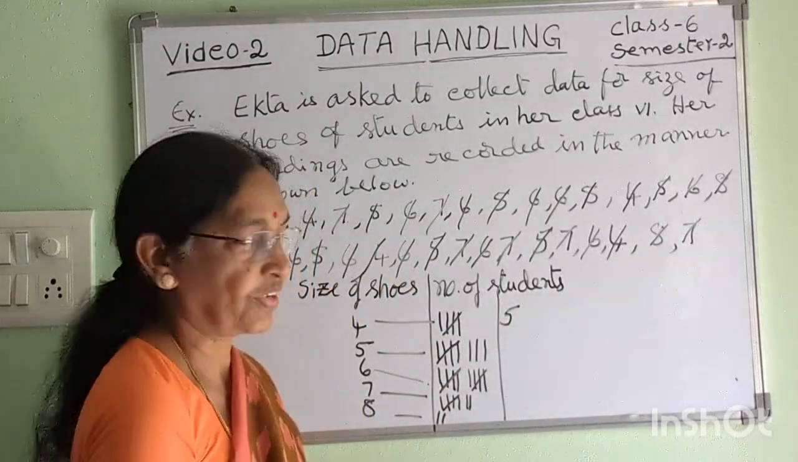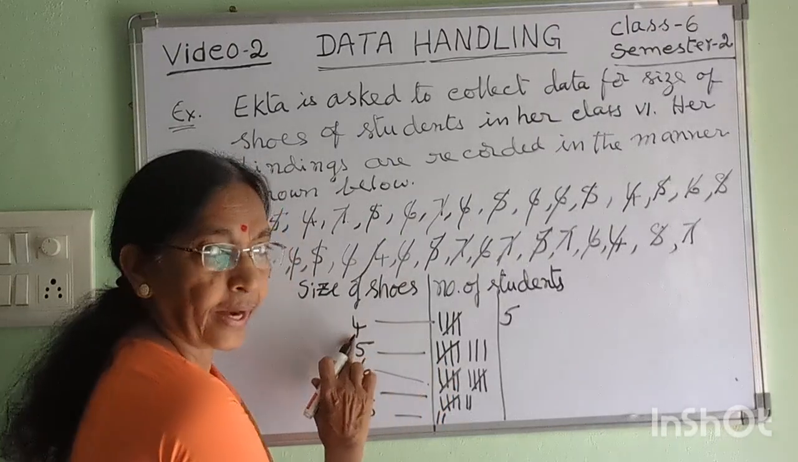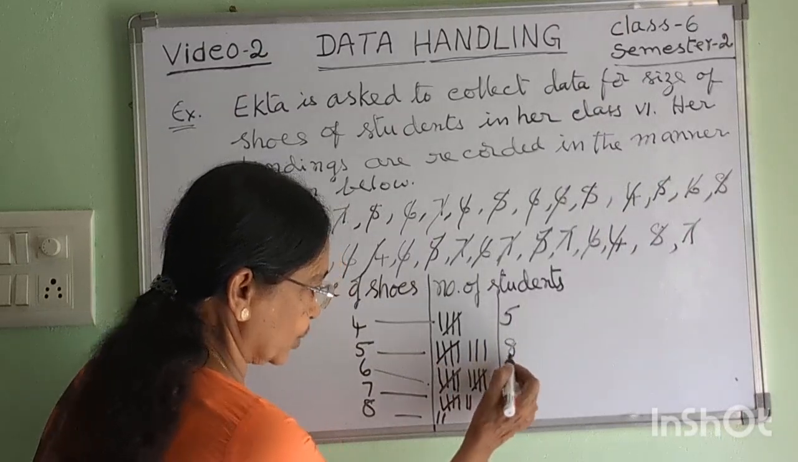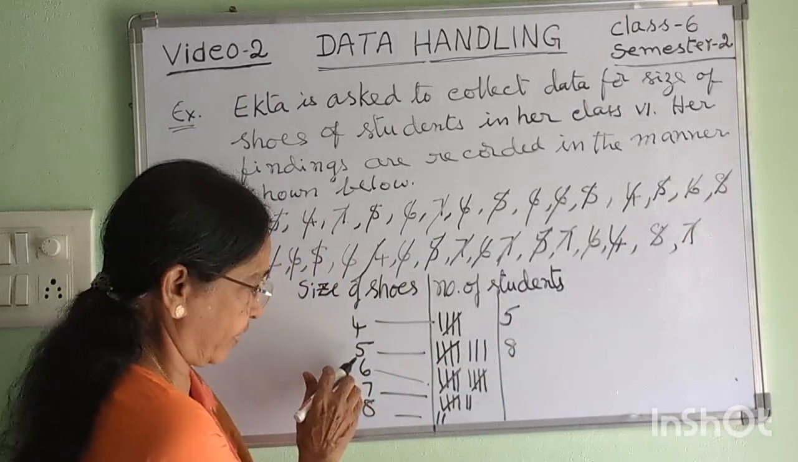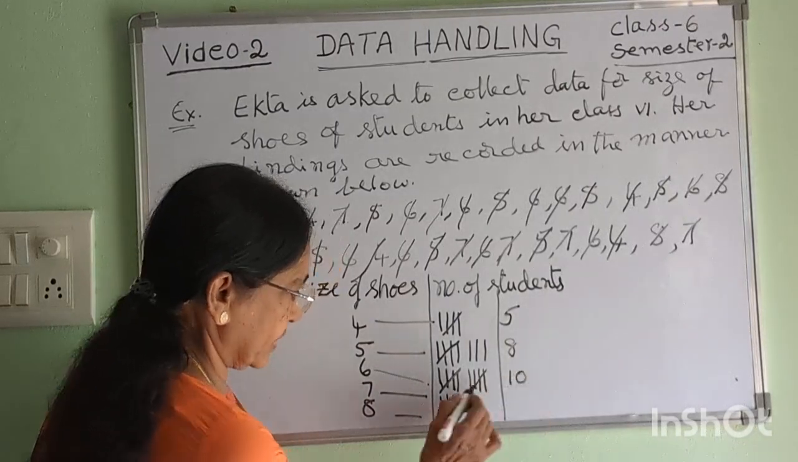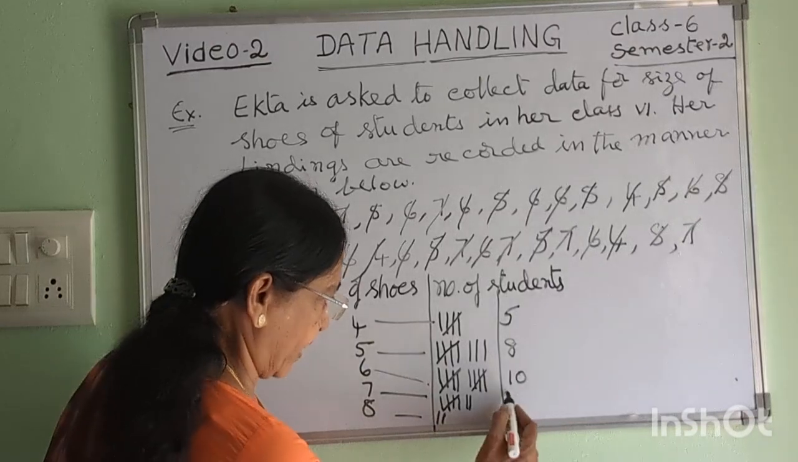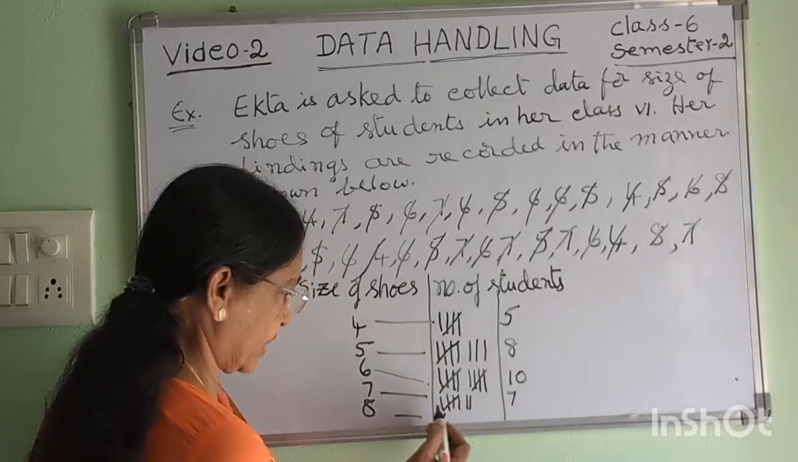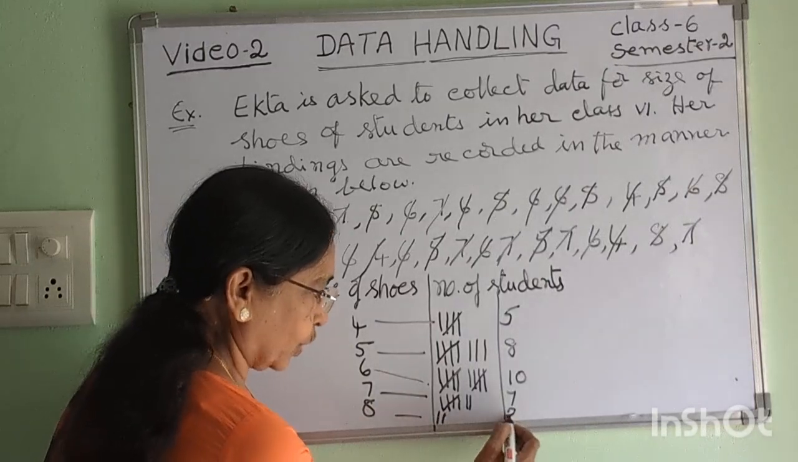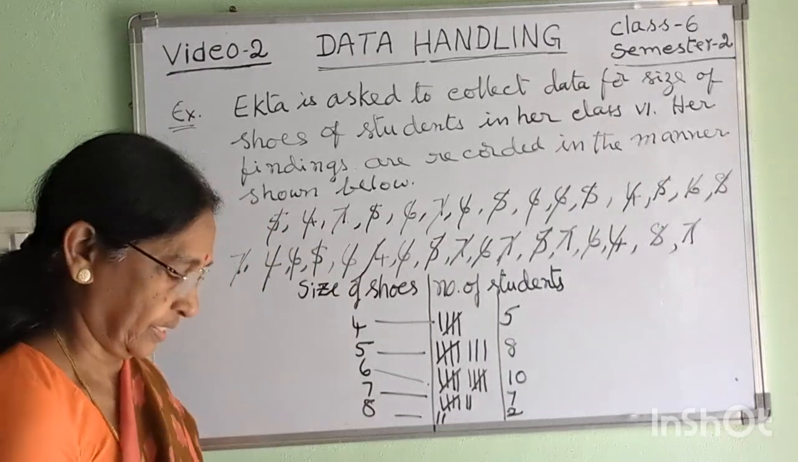Therefore, in the size 4, 5 students are wearing size 4 shoes. And this is 5 plus 3, 8. 8 students are wearing size 5. And this is 5 plus 5, 10. 10 students are wearing size 6. And this is 5 plus 2, 7. 7 students are wearing size 7. And this is 2. 2 students are wearing the size 8.